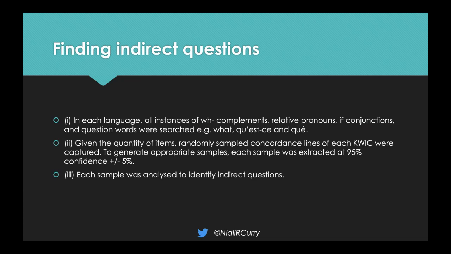And for each form that I identified, I made a random sample with about a 95% confidence interval. So the idea was to use a population technique to decide on the number of concordance lines that I would need to analyze in order to decide what was in there. And really, the main point of this was not to identify indirect questions, but to identify what is being done to raise indirect questions. So I analyzed these samples, and I identified anything that could be an indirect question.